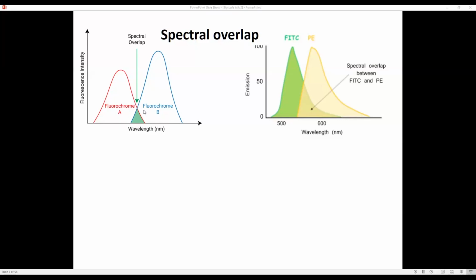So what is the importance of the spectral overlap? We'll see. So you can see here, again, I'm showing you, this is FITC, which is giving a green light, the emission spectrum of FITC is from 480 nanometer to 650 nanometer. And the emission spectrum of another fluorochrome, which is PE, which, mind you, is also excited by the blue laser. Okay, so this PE emission spectrum is from 550 nanometer to say somewhere around 700 nanometer.